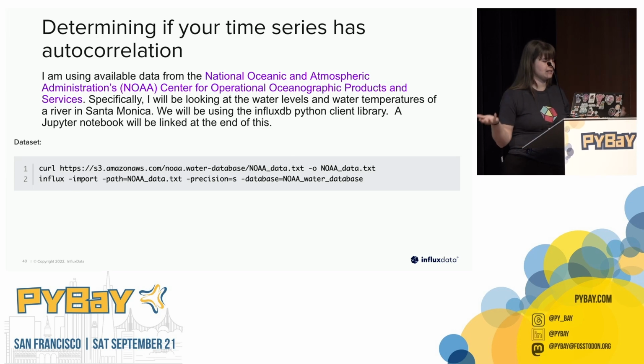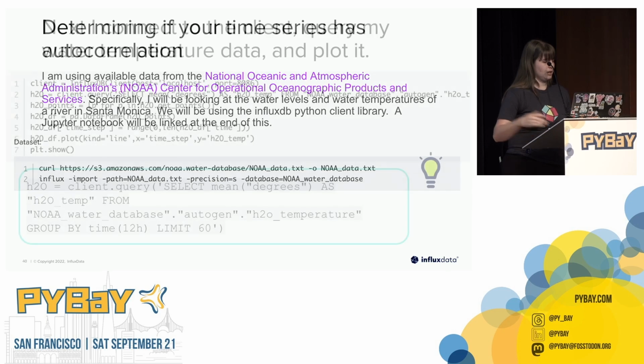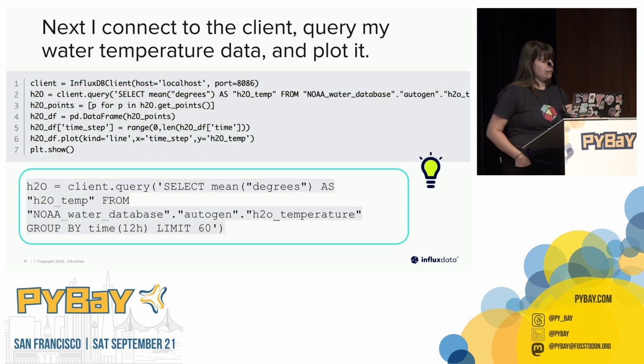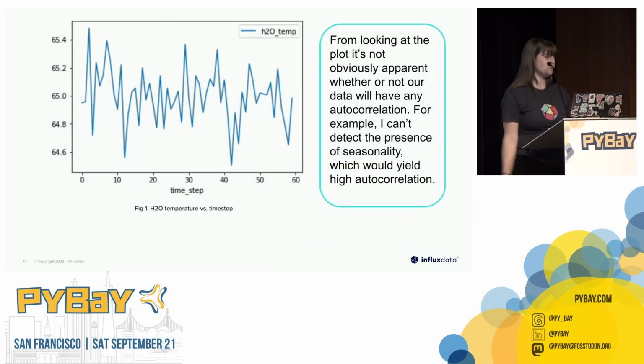But basically, we've got this data set. We're going ahead and looking at it. And once we connect up to the client, we query the water temperature data, and we're going to plot it. So with this, the big query here to pay attention to is that we want the mean degrees as HGO temp from our database. And we also want to group by the time of 12 hours and limit it to 60 values. So what that will actually look like when it's graphed up is it will look like this.